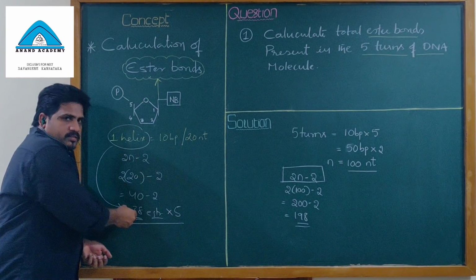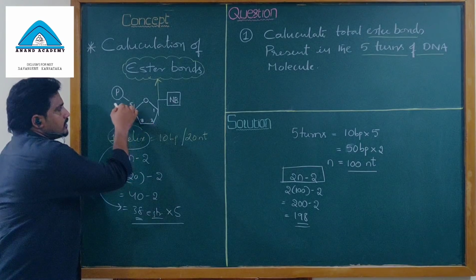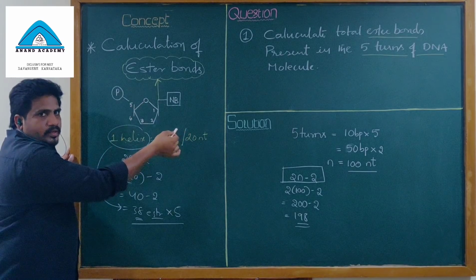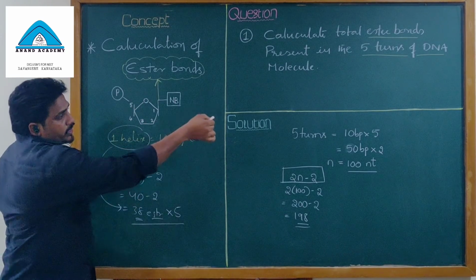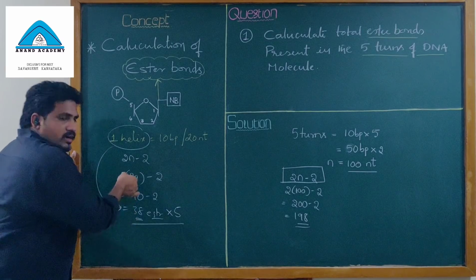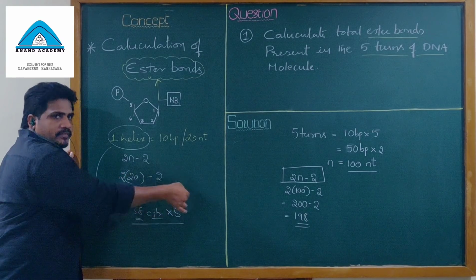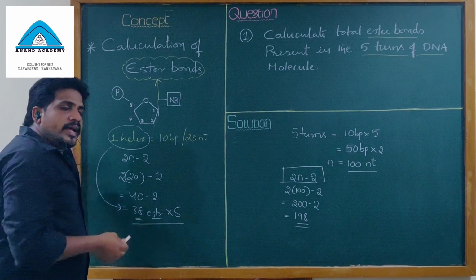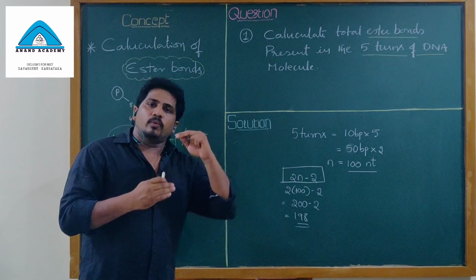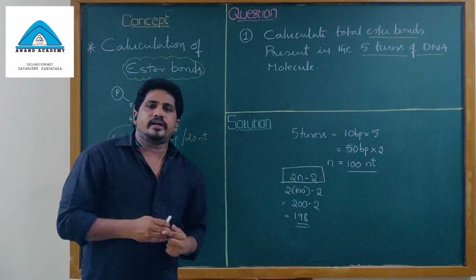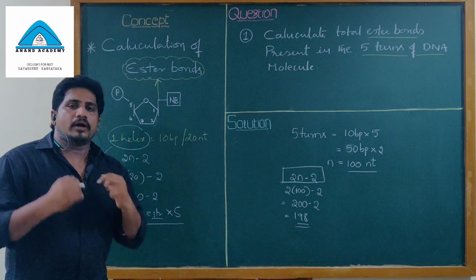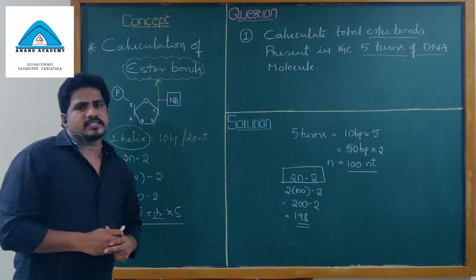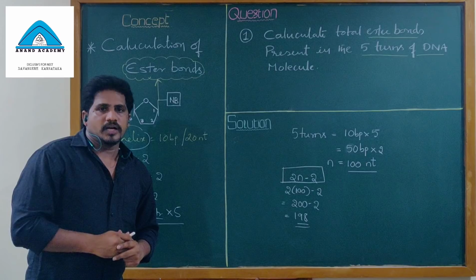Why doesn't it work? Here the free phosphate molecule is 1 in one strand and the other strand is also 1. So 2. Here 2n means 200. Here it is already subtracted. And if you multiply with 5 times, the free hanging phosphate molecules we are going to add. That is wrong. Only one phosphate in one strand and another phosphate in the other strand will be free. So we have to subtract only 2 phosphate molecules so that we will get the phosphoester bonds, called generally ester bonds. I hope you understand.